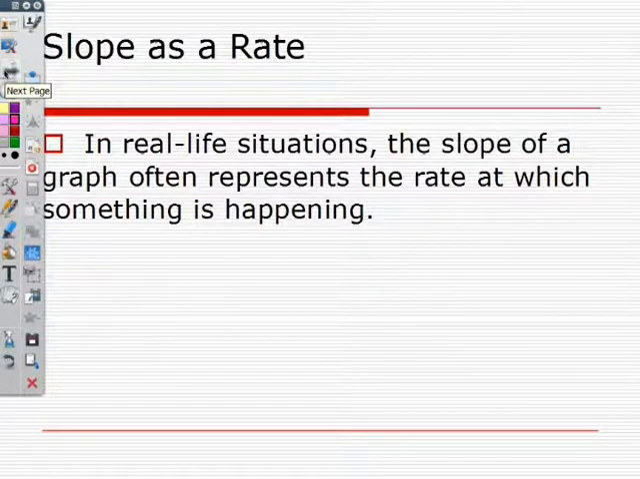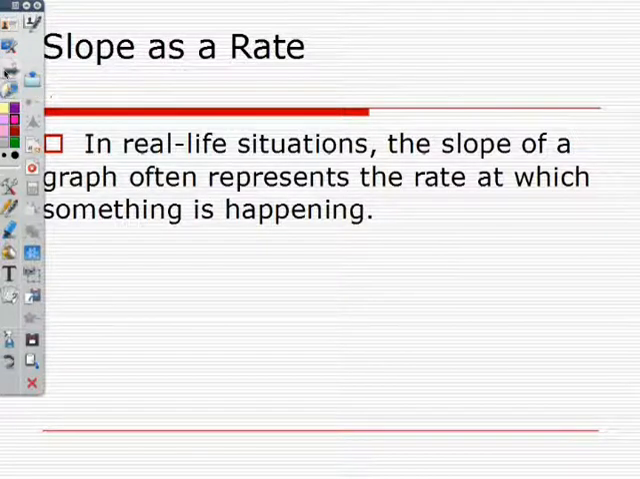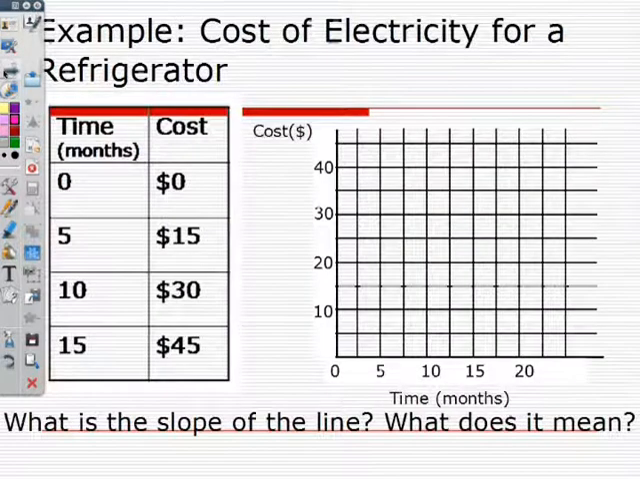Real life situations. Okay, the slope of a graph often represents the rate at which something is happening. Remember how we've calculated unit rates? Unit rate really is the slope. If we graph something that has a unit rate, that's what the slope is. So let's take a quick look here. And then we'll do another one of these in class.